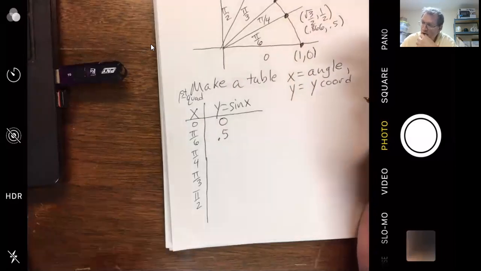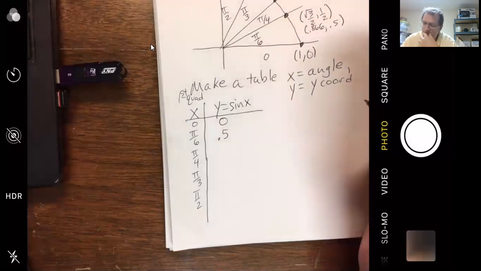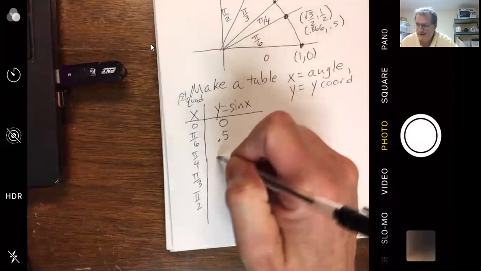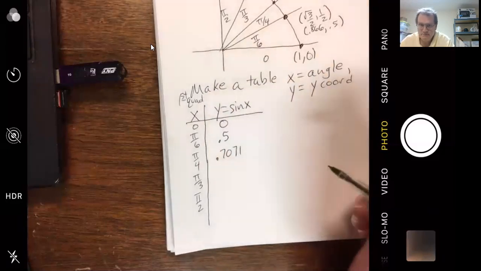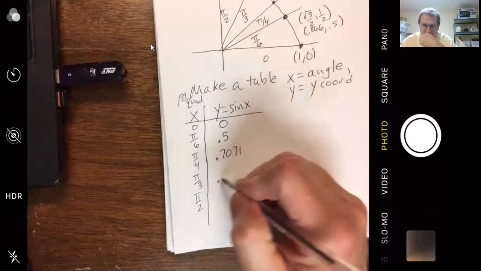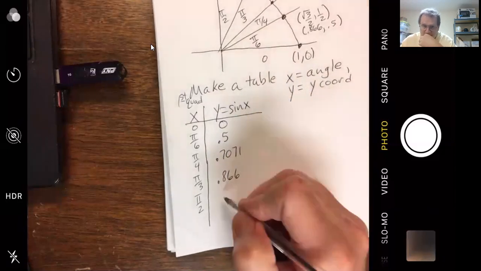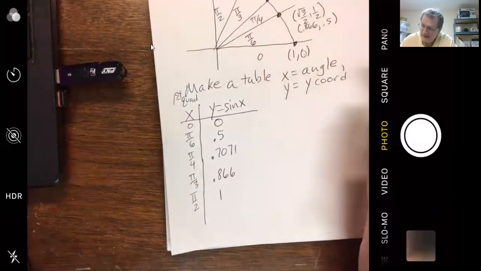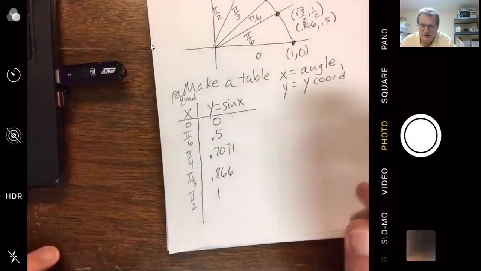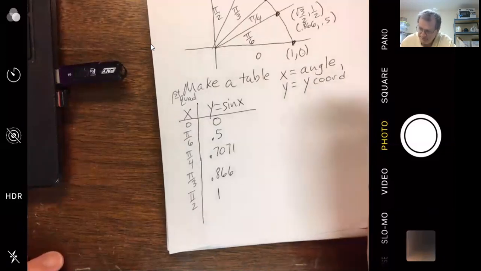Okay, pi over 4, you're up to 0.707. Pi over 3, you're up to 0.866. And at pi over 2, you're up to 1. Let the table fill in. All right, I won't have much room for other than this first quadrant here. 0, 0. I'll call this 1, 0.5.